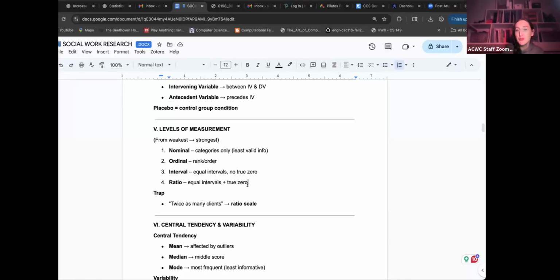With a ratio, you do have a true zero. So that's things like weight and income. In other words, you can double it. 100 pounds is double 50 pounds. 20,000 is double 10,000. If something has a true zero, it can be doubled. That would be one of the clues in the questions. If you see something that's being doubled, that's a ratio. It can have a true zero. See, that's what Dr. Pam used right there: twice as many clients. That's a ratio. If it's not a ratio, then you can't do that.